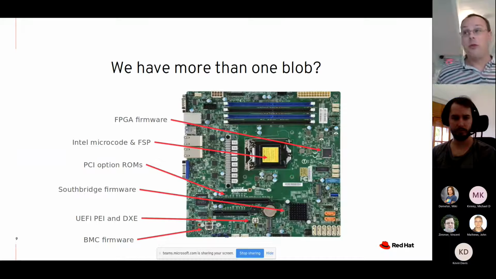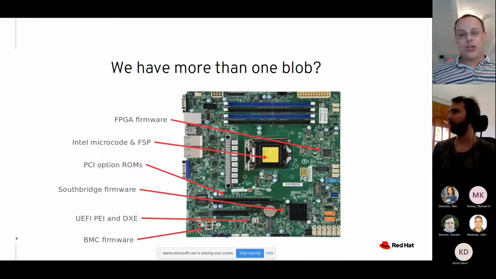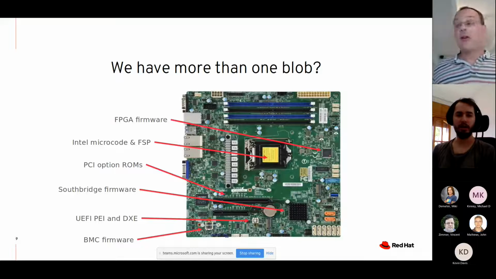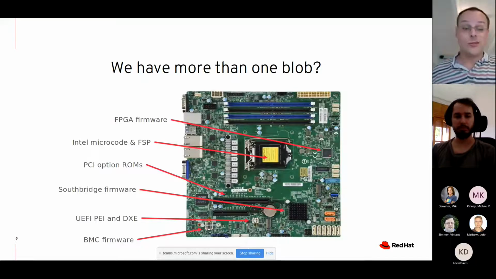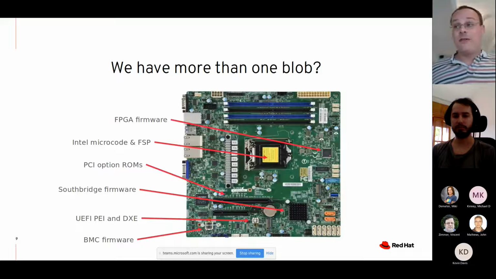When we talk about firmware on a board, we talk about lots of different firmware. You can't just have one SBOM. We have FPGA or XPU, microcode, FSP, option ROM, Southbridge, all the different PEIs from all the different vendors, because you could have different vendors making different stages. You can have DXEs parachuted in from a hardware vendor to the ODM without being built at the same time, or have it all built at the same time, a la coreboot style. And then you've got the BMC to worry about as well.